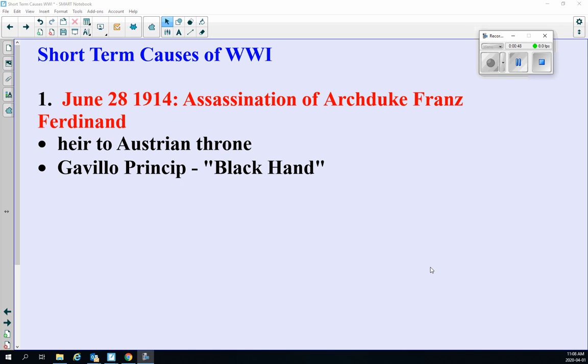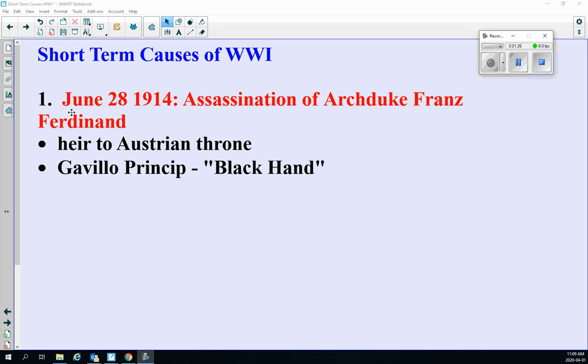Event number 1 is the assassination of Archduke Franz Ferdinand. He was the heir to the throne of the Austria-Hungarian Empire. He was visiting the town of Sarajevo in Bosnia-Herzegovina and was assassinated by a guy named Gavrilo Princip, who was a Serbian and a part of a Serbian terrorist group actually known as the Black Hand. He was shot at point blank range by Princip during a parade as he was touring the town in 1914.